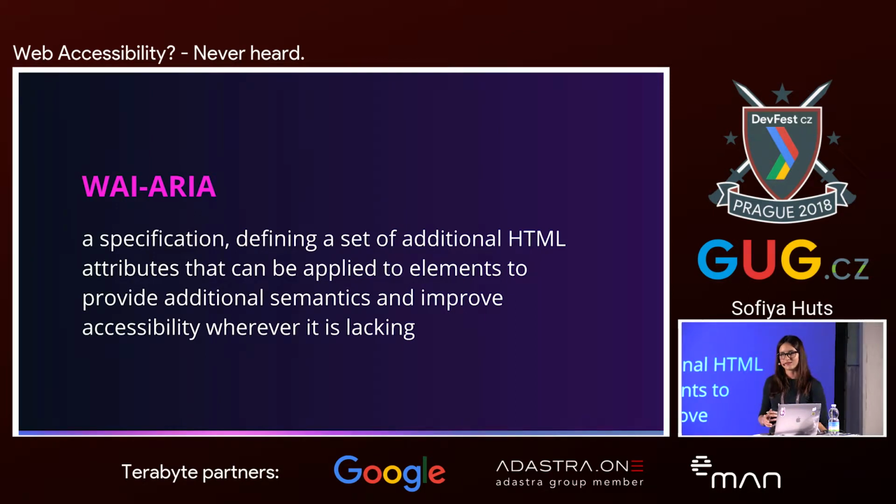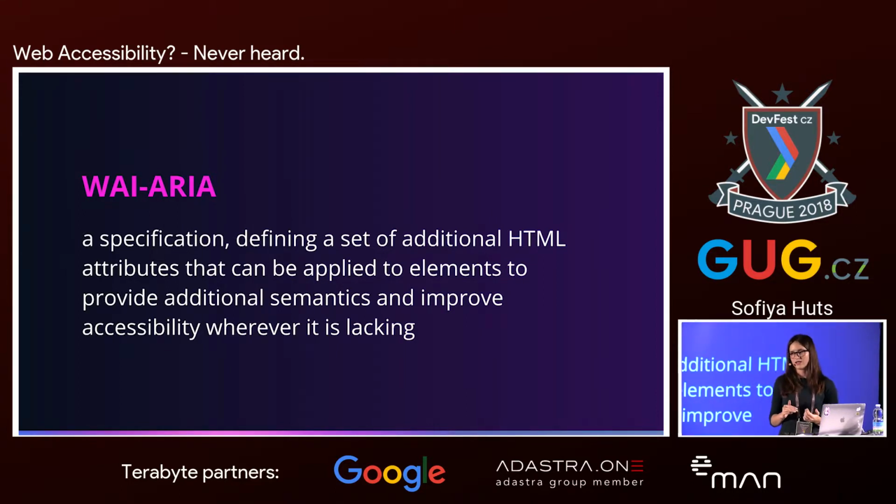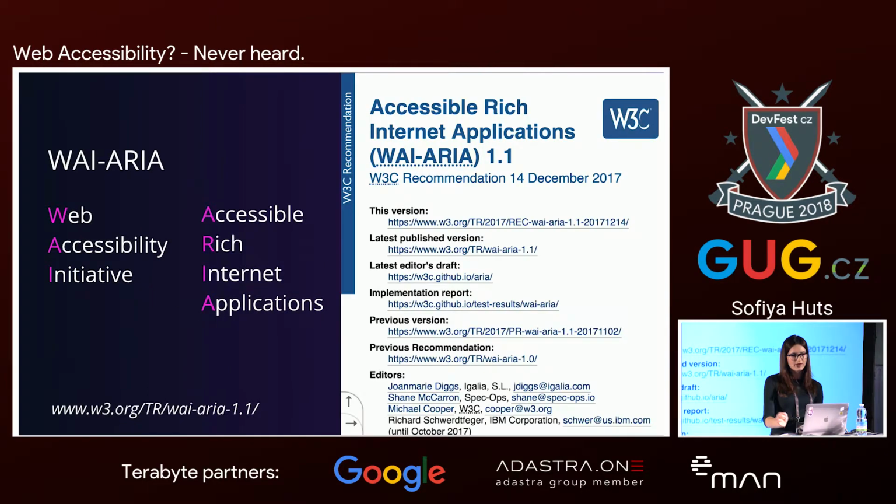But this actually exists, and this is called ARIA. This is also a specification created by the W3C, and they're defining a set of additional HTML attributes that can be applied to the elements, and they're adding additional semantics to it, so they're actually improving accessibility where it is lacking. And ARIA stands for Accessible Rich Internet Applications. They also have rich guidelines with each attribute and different use cases where you can apply them.